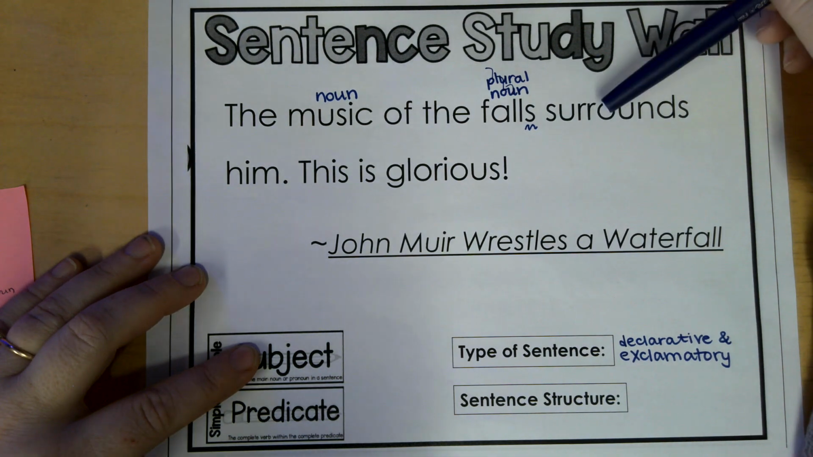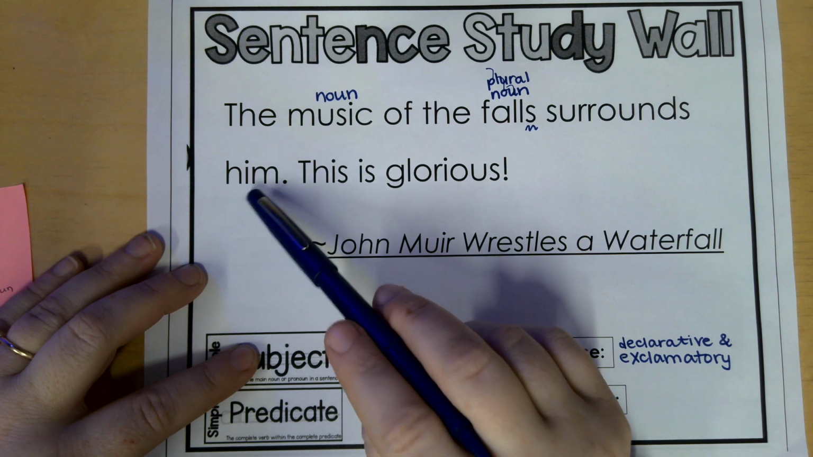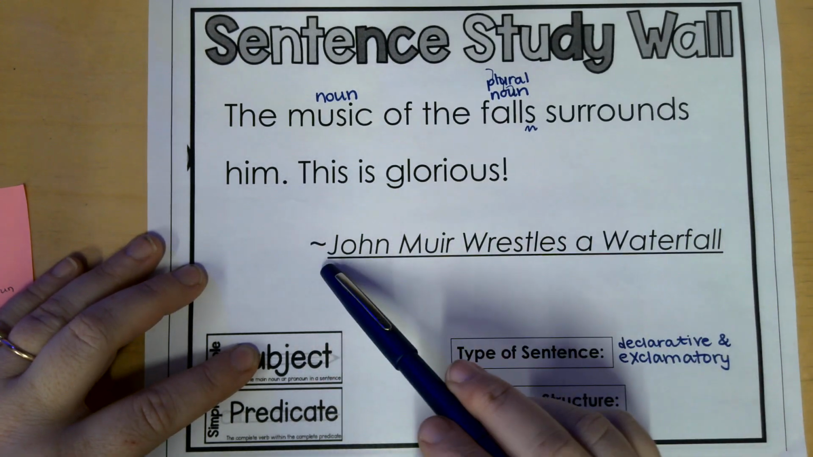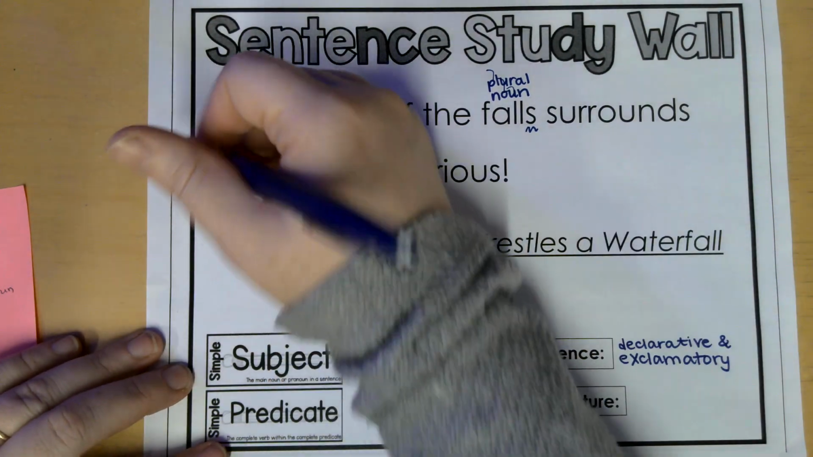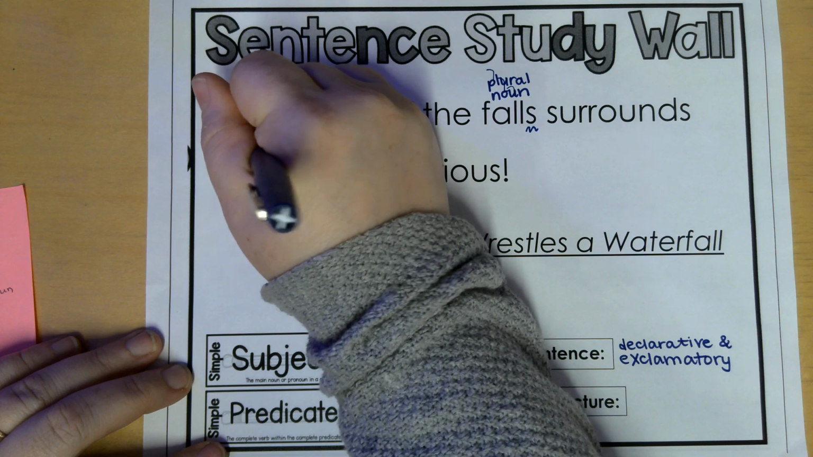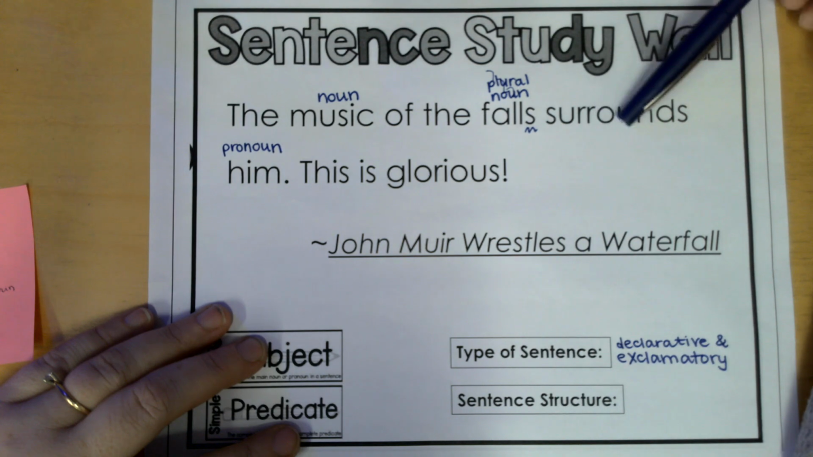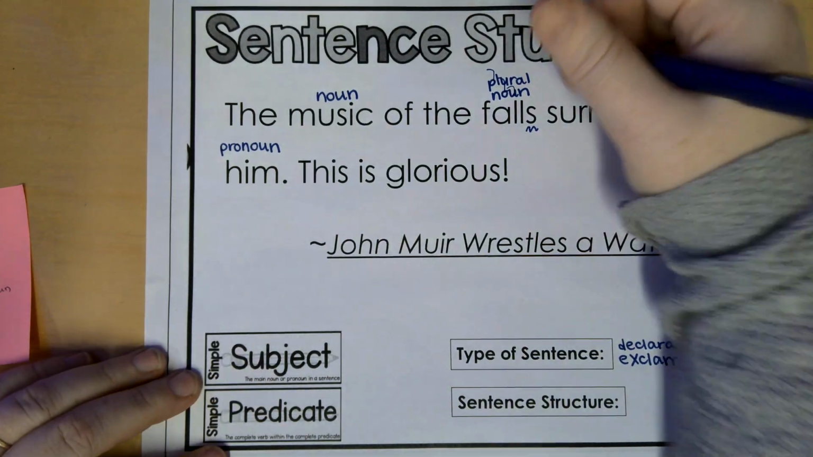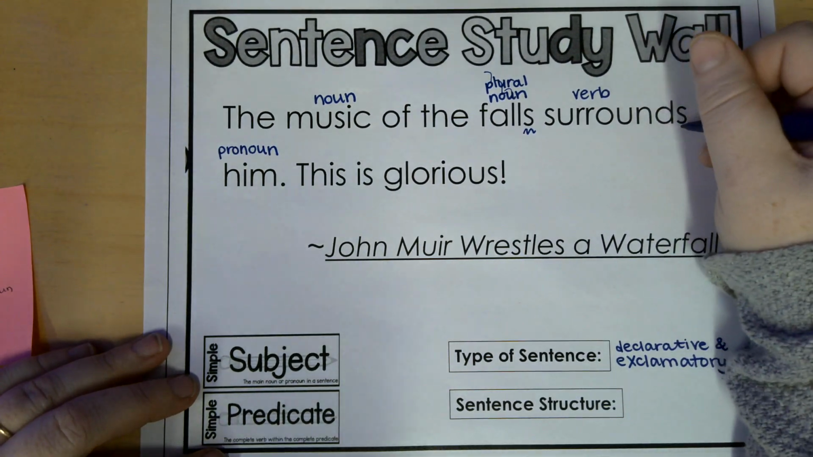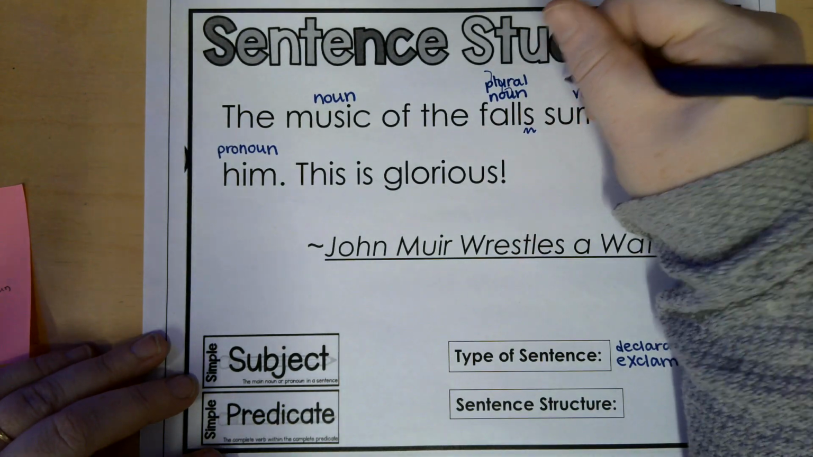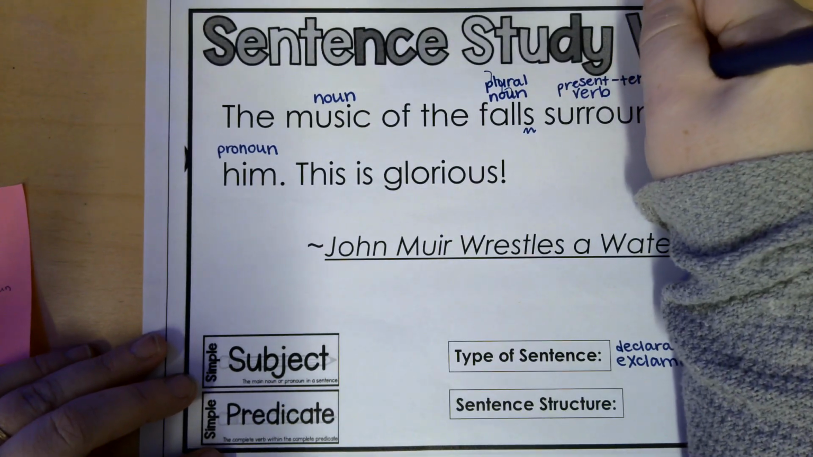Plural noun. Surrounds him. This is glorious. Now, him we kind of think of as a person, but it's replacing the name of our main character, which is John Muir. Since it's replacing the name of the character, we can call it a pronoun. All right, let's look for our action. Music of the falls surrounds. Surrounds is a verb. And specifically, surrounds, with the S on the end of it, kind of means that's happening right now in the book. So we can call it present tense verb.